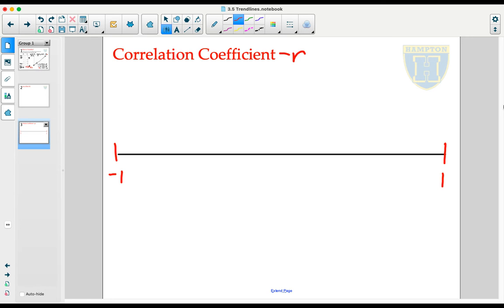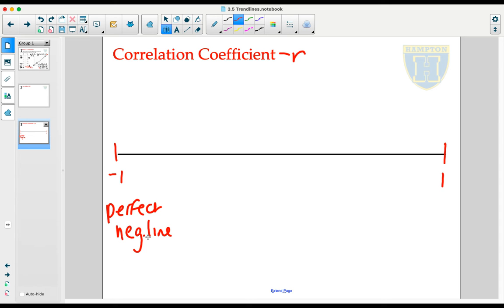When the correlation coefficient is -1, this is what we call a perfect negative linear relationship. All of the points fall on a line with a negative slope, and all of them fall perfectly onto the line of best fit. This is basically a linear function, just with a negative slope.